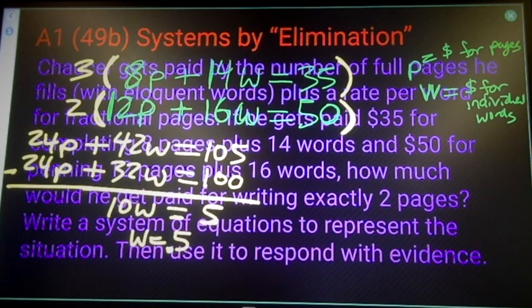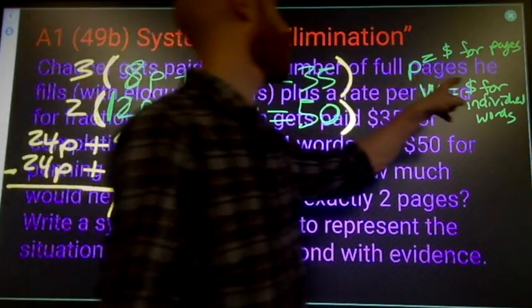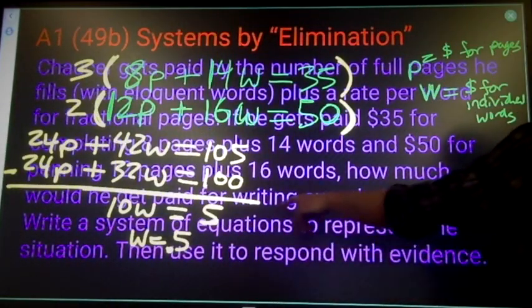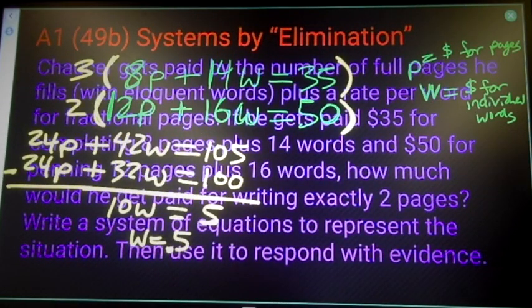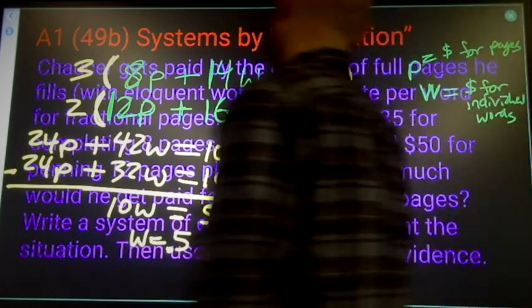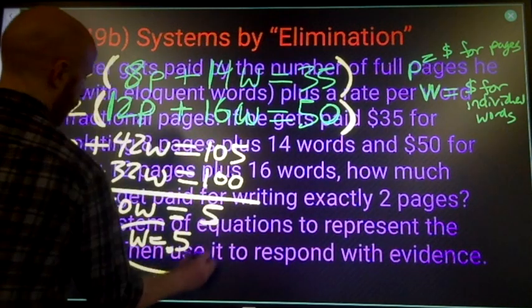That means, what does that mean in the problem situation? W equals 0.5. It means for my extra words, I'm getting paid 50 cents per word. That's a good deal. All right. Take that W back into one of the original equations.